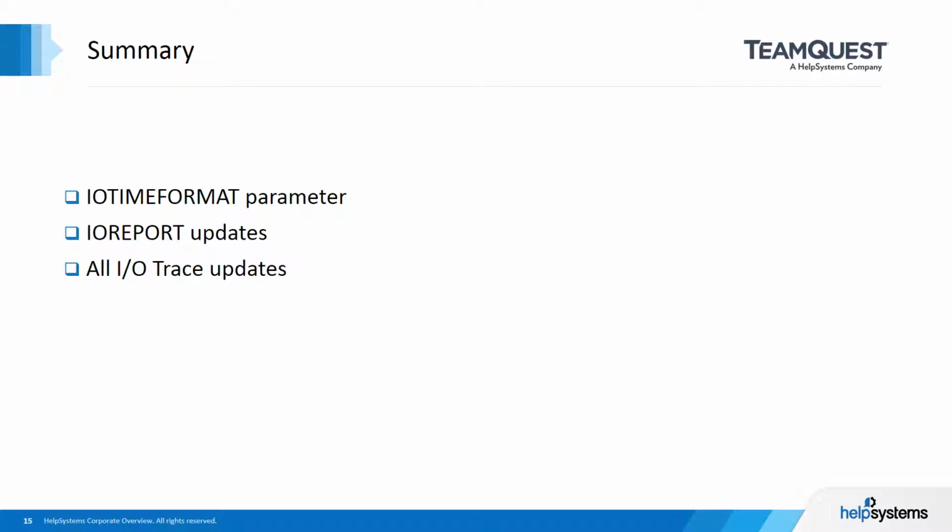In summary, PAR introduced a new parameter, I/O time format, to allow users to choose which time format to use in the PAR I/O reports. The IOACTIVITY report is updated to display the new IOP statistics. All IOTRACE reports are updated to display the new IOP statistics.